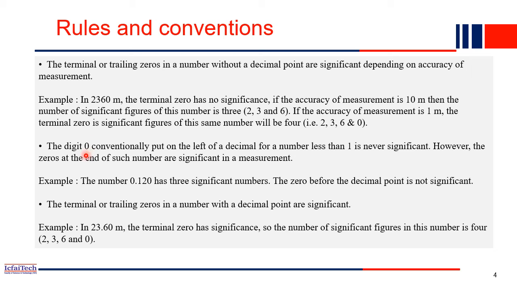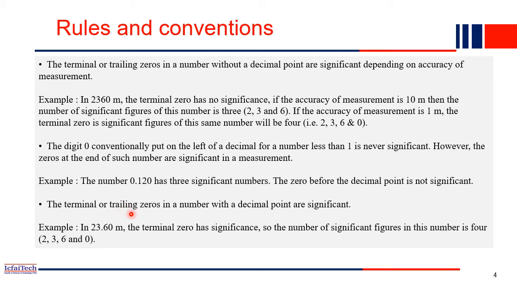The digit 0 conventionally put on the left of the decimal for a number less than 1 is never significant. However, the zeros at the end of such a number are significant in a measurement. In the earlier rules we have seen that the zero before the decimal point is not important. Like 0.120 has three significant numbers: the zero before the decimal point is not significant, whereas the last zero is significant. All these things basically depend on the accuracy of the scale and how we interpret the values.